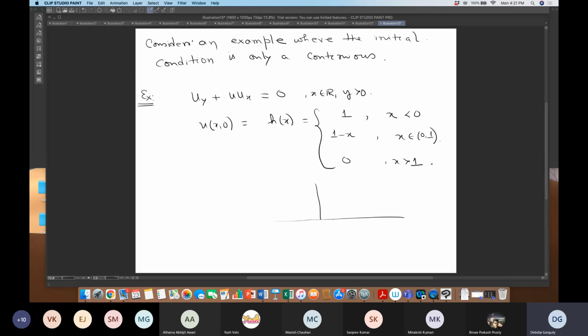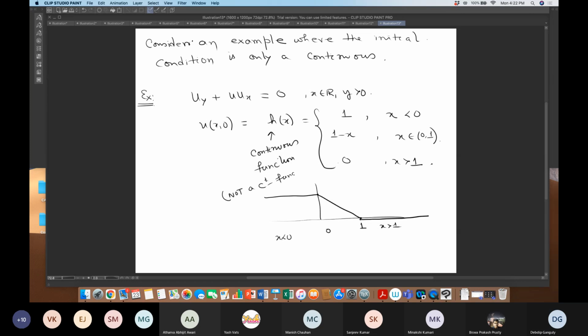Now we have something different. So the function h looks like this. This 1 minus x is a straight line here, and here is 0. This is 1, this is 0. This is x less than 0. This is x greater than 1. So of course this is just a continuous function, not a C1 or anything. If you take the derivative, there is a problem. Please see that, not a C1 function.